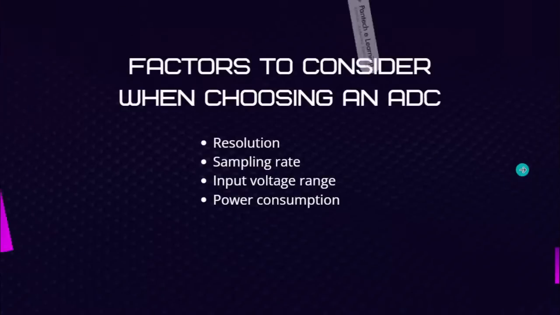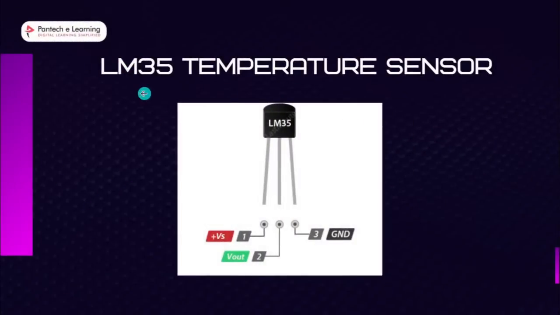Now let's move to the main thing, where we are going to talk about the sensor, which is the LM35 temperature sensor. The LM35 is a popular temperature sensor which is used in many electronic projects. It is a precision integrated circuit temperature sensor that provides an output voltage proportional to the Celsius temperature. This sensor has a linear output and its temperature sensitivity is 10 millivolts per degree Celsius. The sensor can measure temperatures in the range of minus 55 degrees Celsius to plus 150 degrees Celsius with an accuracy of plus or minus 0.5 degrees Celsius.